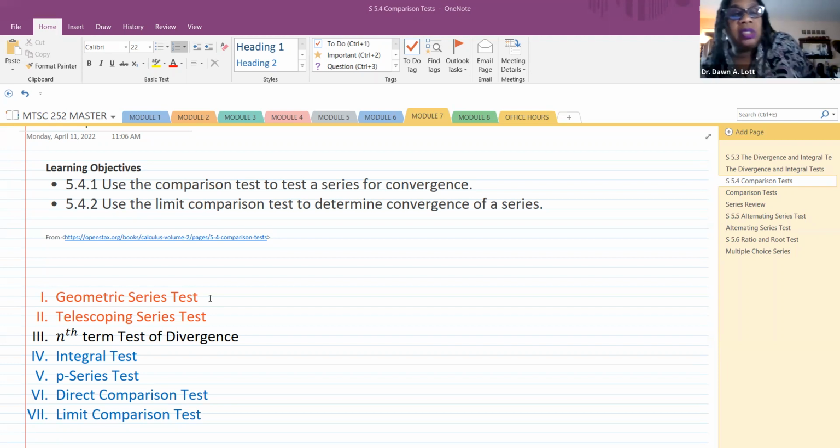The nth term test of divergence only tells us if the series diverges; it does not provide information on convergence of the series. The integral test: you can compute a similar integral, and if the integral converges, the series converges. If the integral diverges, the series diverges. And then the p-series test, also of a certain form, and it converges under what condition for p?